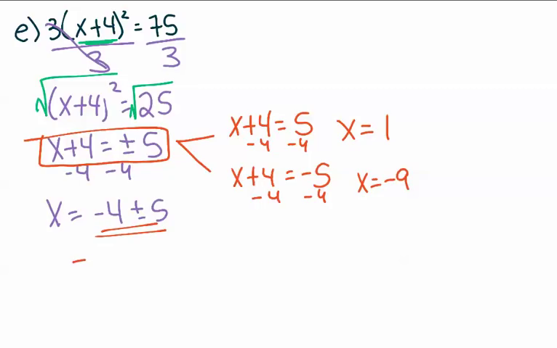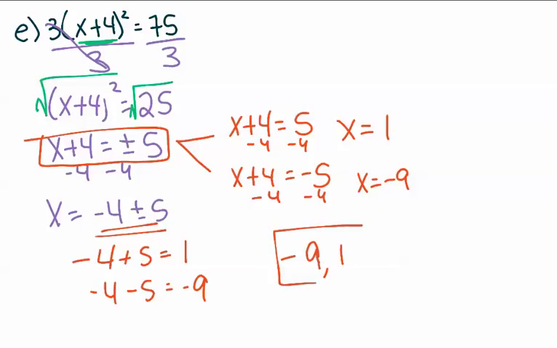Same thing here. I have negative 4 plus 5, which is 1, and negative 4 minus 5, which is negative 9. Sorry, guys. So my two answers here are going to be negative 9 and 1, no matter how you do that. So we have two distinct answers. Make sure you actually do the math.